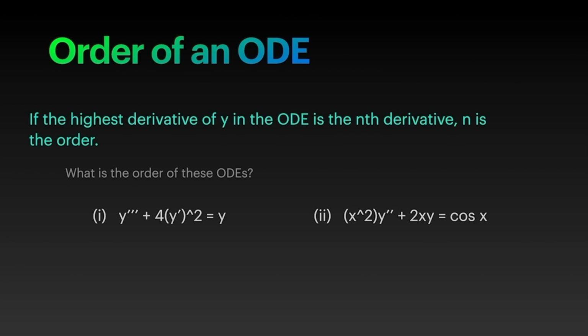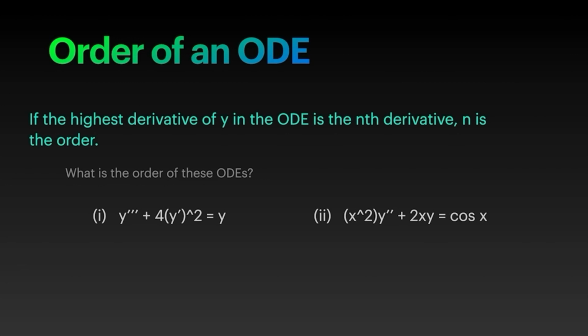Here, because we are taking y's derivative with respect to the independent variable, y will be the dependent variable or the dependent function, and the highest derivative of y in this equation is the third derivative of y. So the order of this differential equation is 3. Similarly, you can find the order of the second example and of any other differential equation.